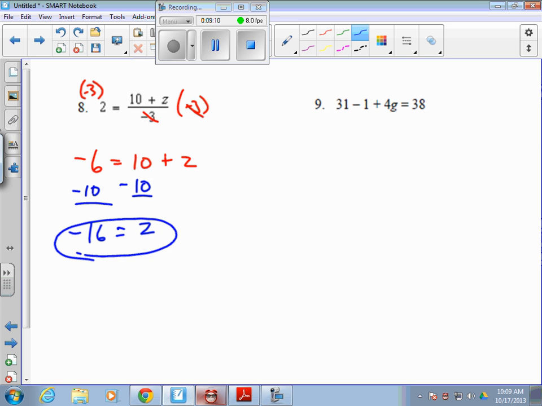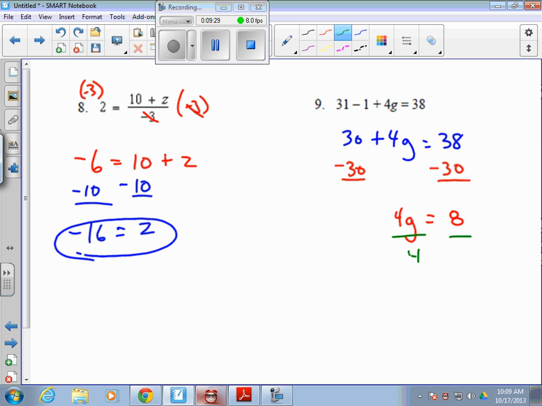Simplify to left. 31 minus 1 is 30 plus 4g equals 38. Then undo plus 30 by subtracting it. If you do it to the left, subtract it on the right, leaves you with 4g on the left equals 8. Get rid of 4 times something by dividing by 4 on both sides. G equals 2.